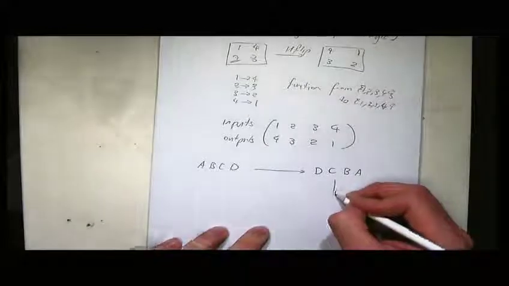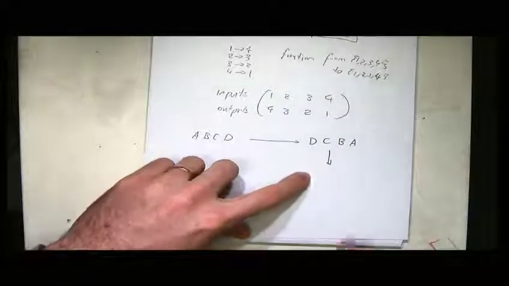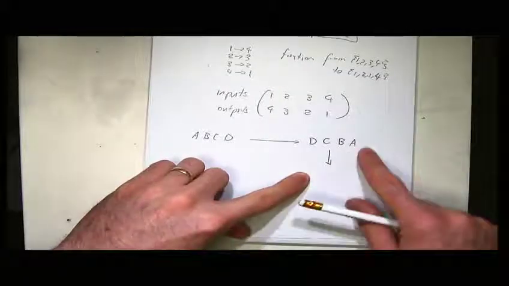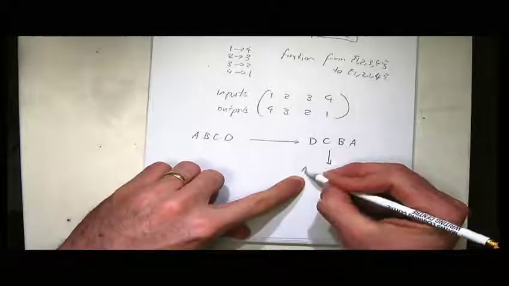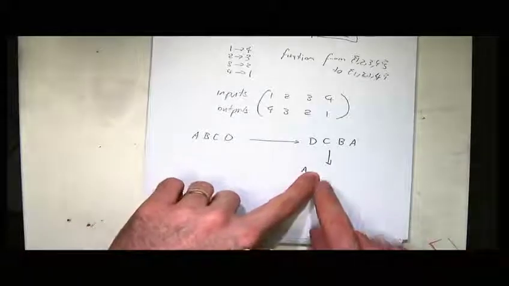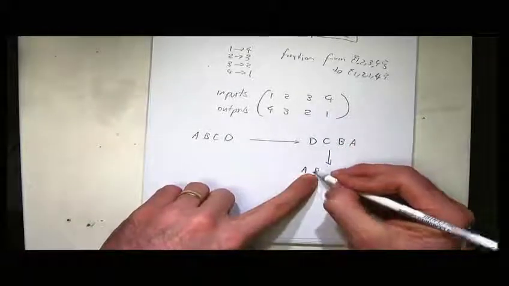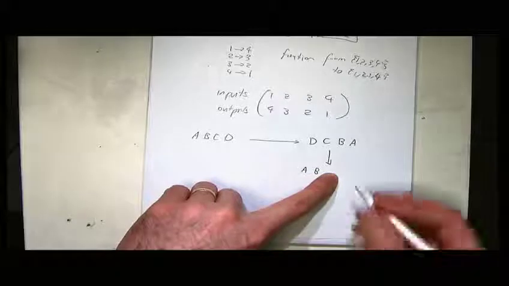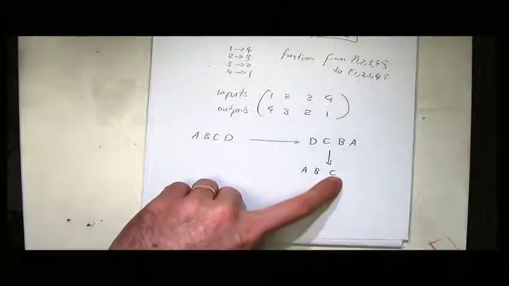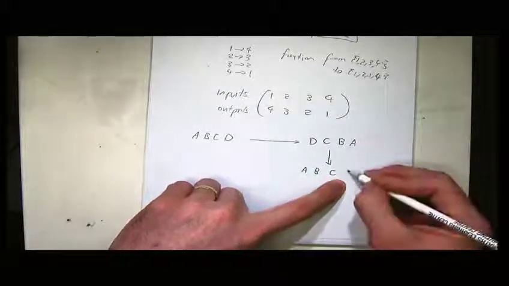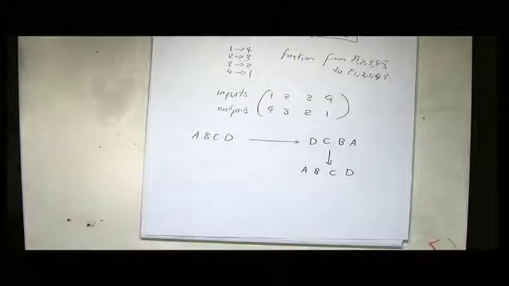So if I do this permutation again, I'll get back to where I was. Position 1 is whatever used to be in position 4, which is A. Position 2 is whatever used to be in position 3, which is B. Position 3 is whatever used to be in position 2, which was C, and position 4 is whatever used to be in position 1, which is D, and I get back to where I started. Yay! So this permutation has order 2 because it takes 2 to get back to where I was.